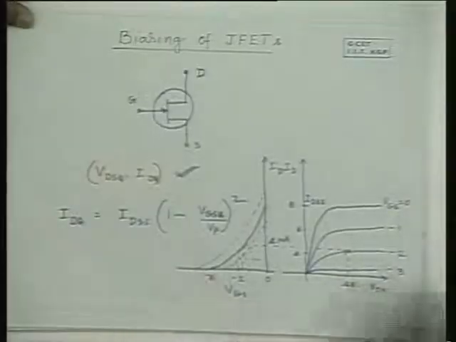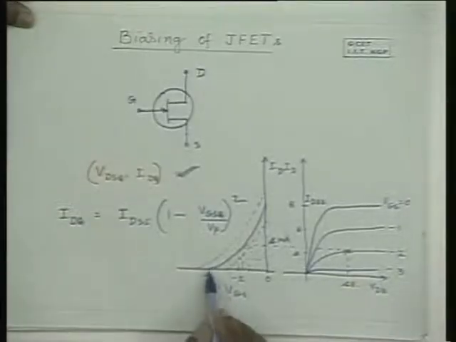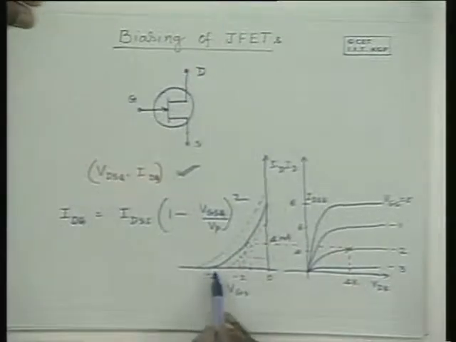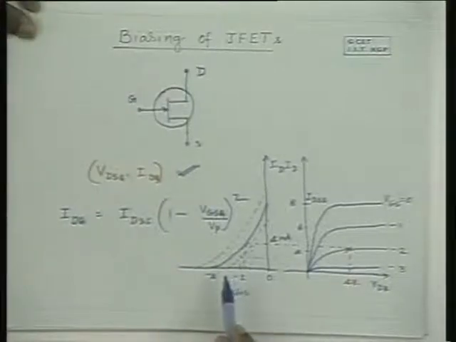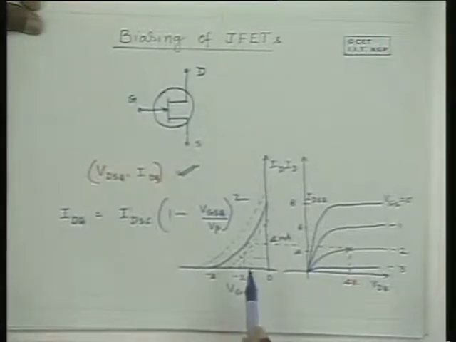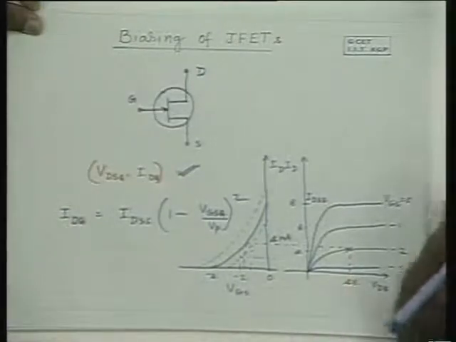Now, when VGS is equal to minus Vp, look at these characteristics, you find that ID is equal to 0. The channel current is, for all practical purposes, 0 when you apply the pinch-off voltage at the gate to source junction. When VGS is equal to Vp, you have ID equal to 0 for all practical purposes. You find some leakage current passing through it, but this is 0 otherwise.